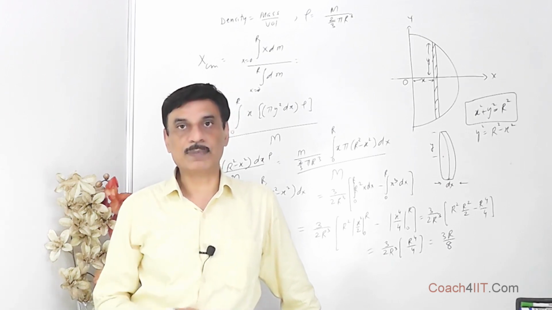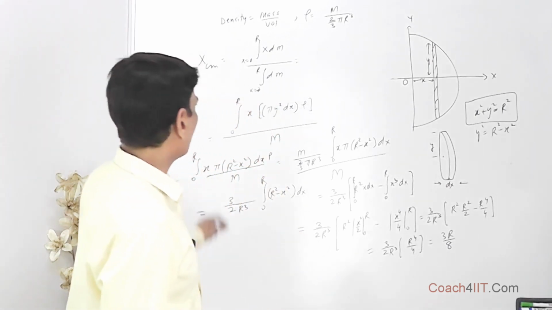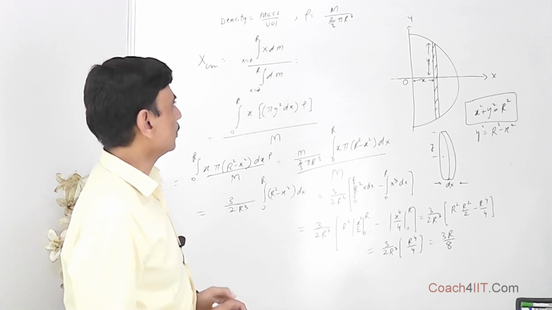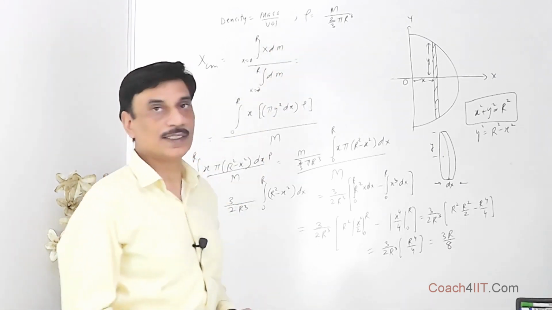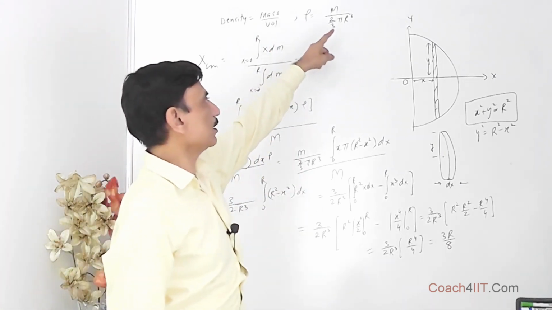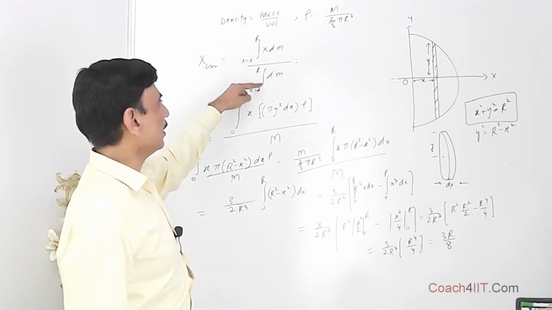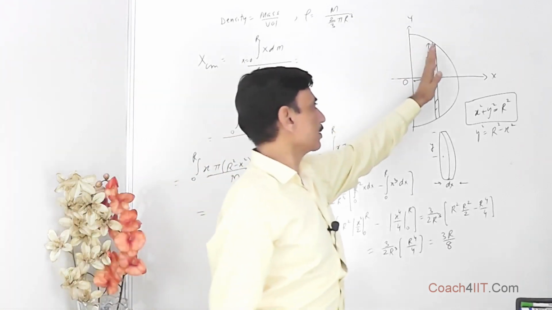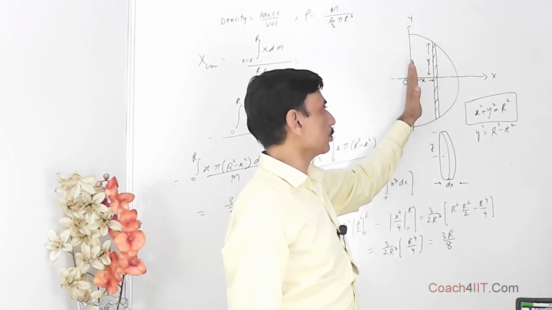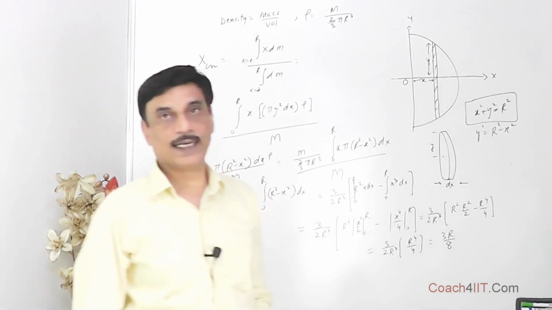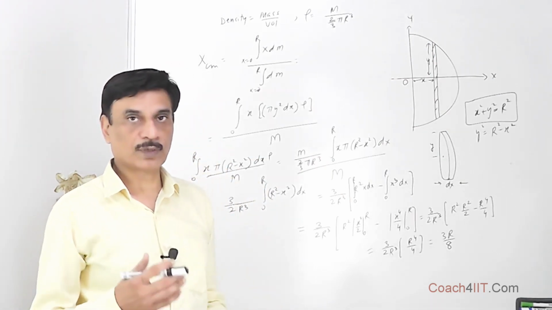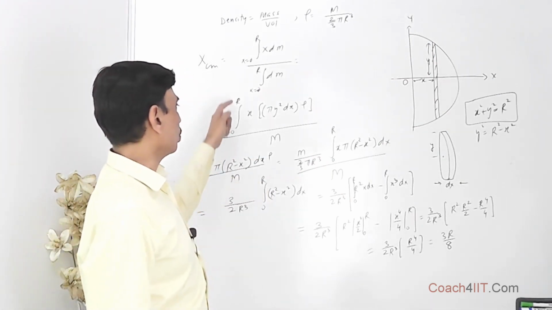with appropriate limits. So we know density is mass by volume. So rho, which stands for density, is mass upon the volume, 2 by 3 pi r cube. xcm is integral of x dm over integral dm, and the limits go from the first disk, which is over here at x is equal to 0, to the final disk at x is equal to r. So the limits of the integral go from 0 to r.